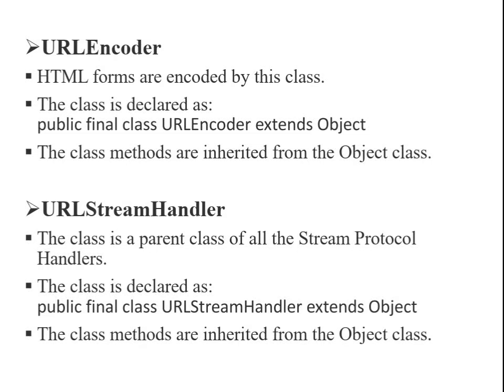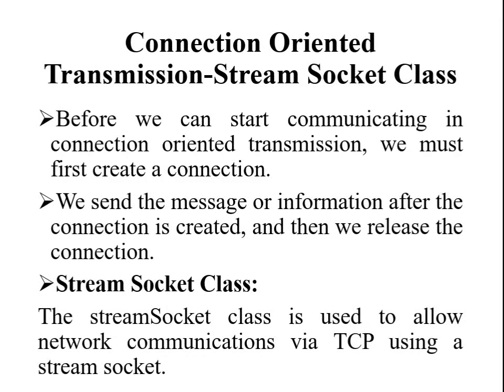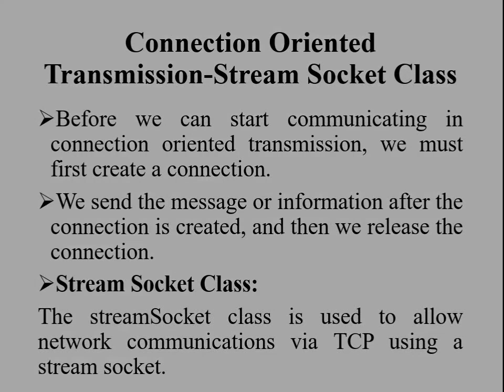Next one is URLStreamHandler. The class is a parent class of all the stream protocol handlers. The class is declared as public abstract class URLStreamHandler extends Object. The class methods are inherited from the Object class. These are all the java.net classes we have discussed. Then our next topic is connection oriented transmission and the stream socket class.